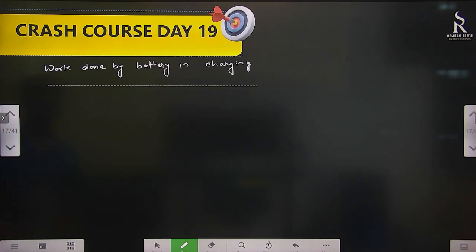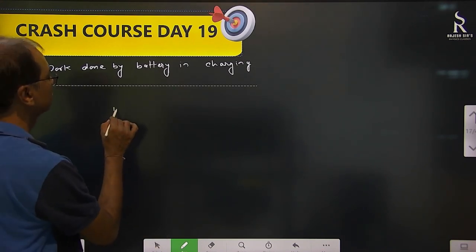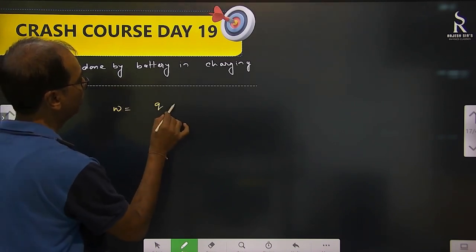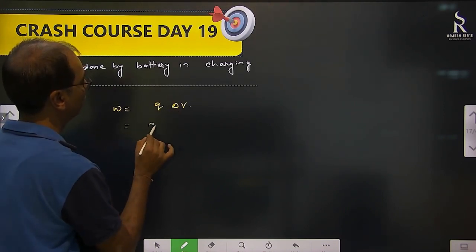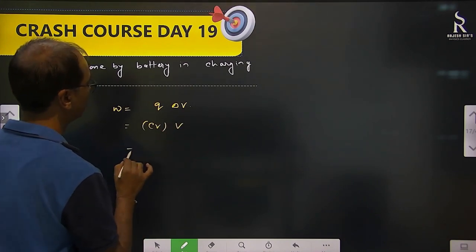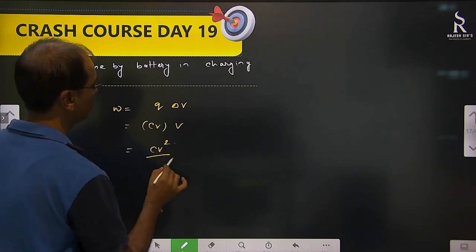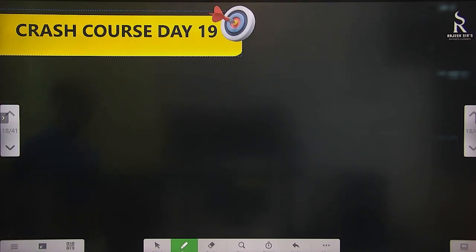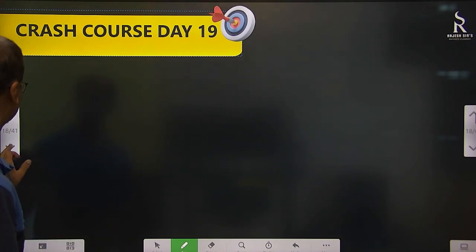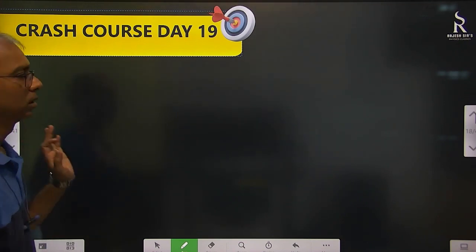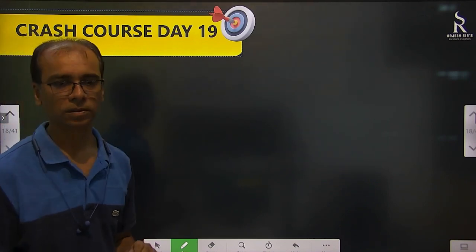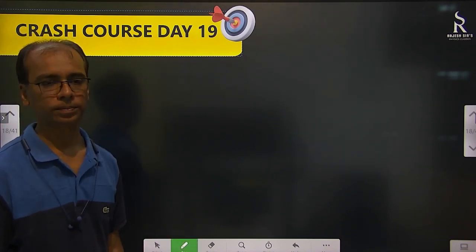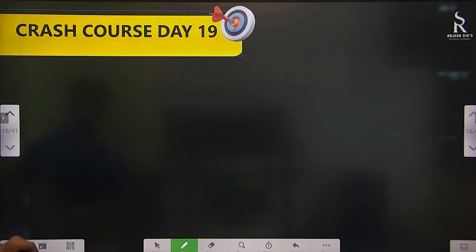Work done by battery in charging, we already have seen. Work done by battery is Q delta V. If CV is the charge flowing and the potential difference across the battery is V, then work done by the battery is CV square. So work done by battery in charging is this. I think this is it as far as capacitance is concerned. Capacitance is over.